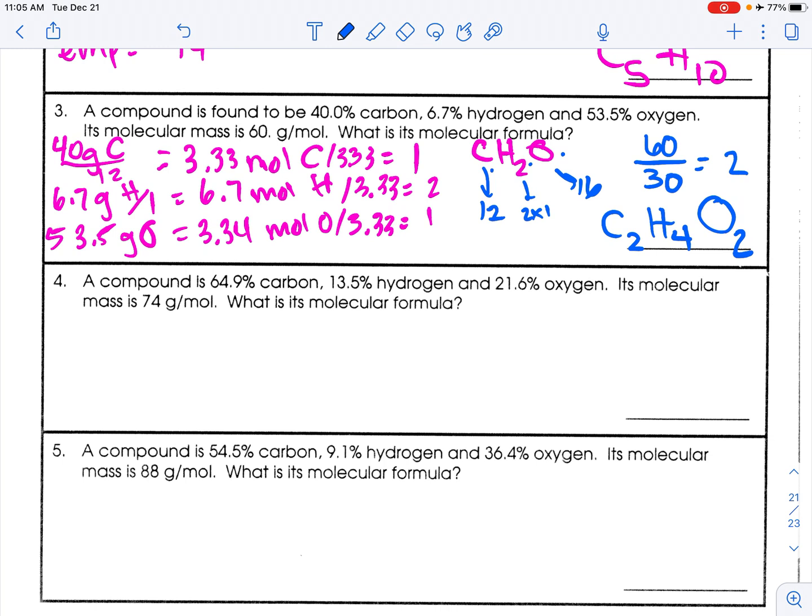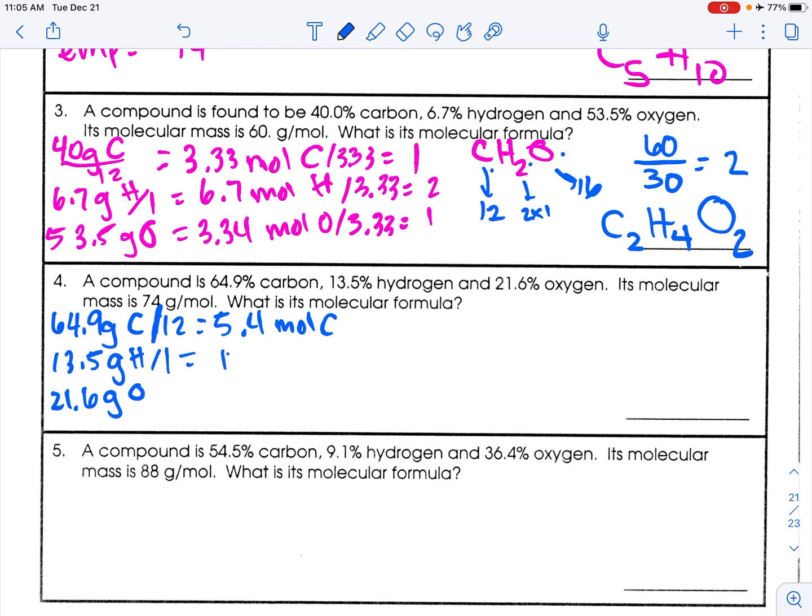All right, gotta do it again. So percentages go to grams. 64.9 grams carbon, 13.5 grams hydrogen, 21.6 grams oxygen. Let's divide by GFM. So 64.9 divided by 12 gives me 5.408, whatever, moles of C. Divide by 1. So it's 13.5 moles of H, and 21.6 divided by 16 gives me 1.35 moles of O.